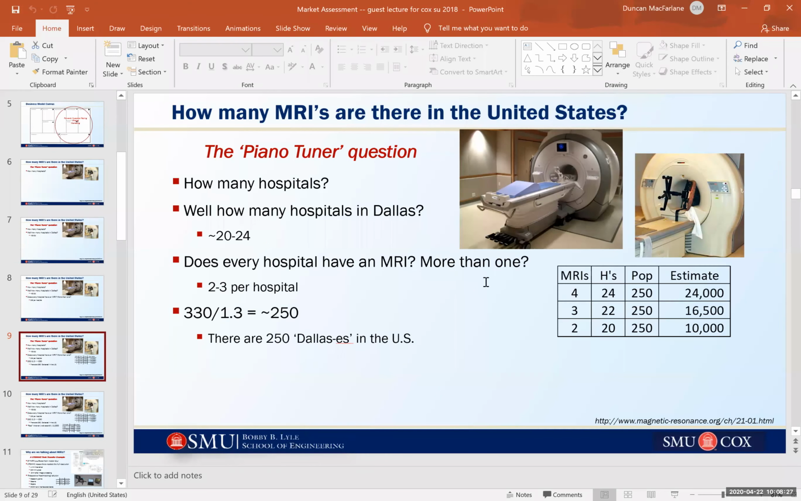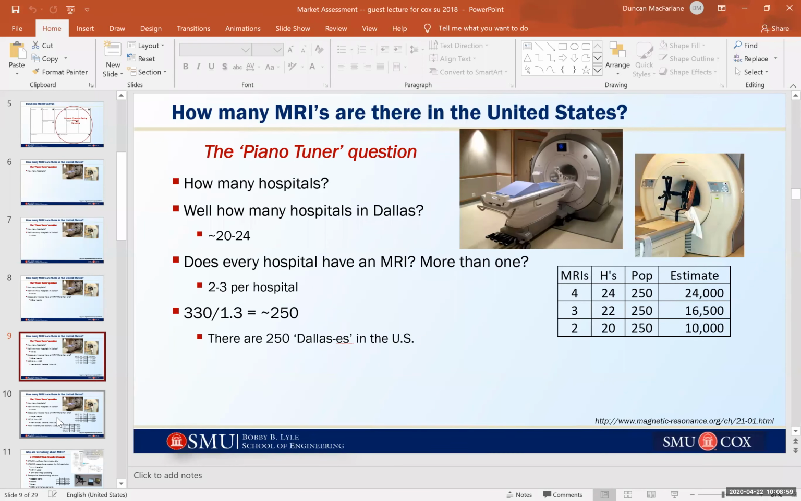Then you can say, okay, what do we have here? We've got 330 million people divided by 1.3 million people in Dallas. That's about 250. So there are 250 Dallases in the US. And so you can quickly scale up from number of MRIs, number of hospitals, population, and then the overall estimate. A low estimate is 10,000. A high estimate is 24,000 MRIs in the United States.